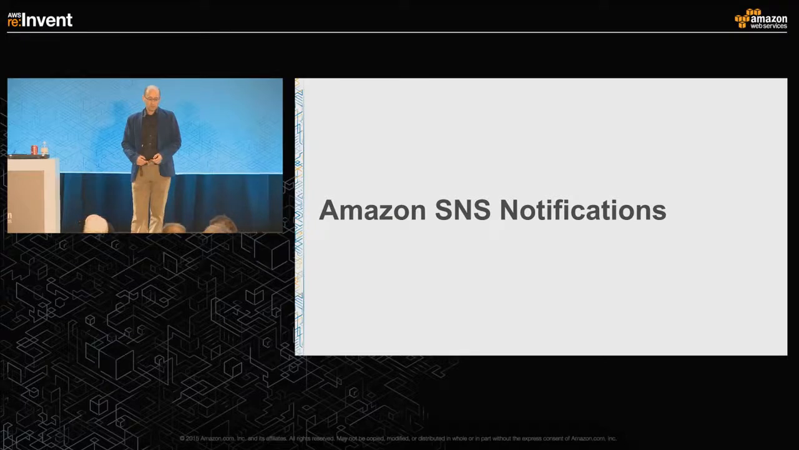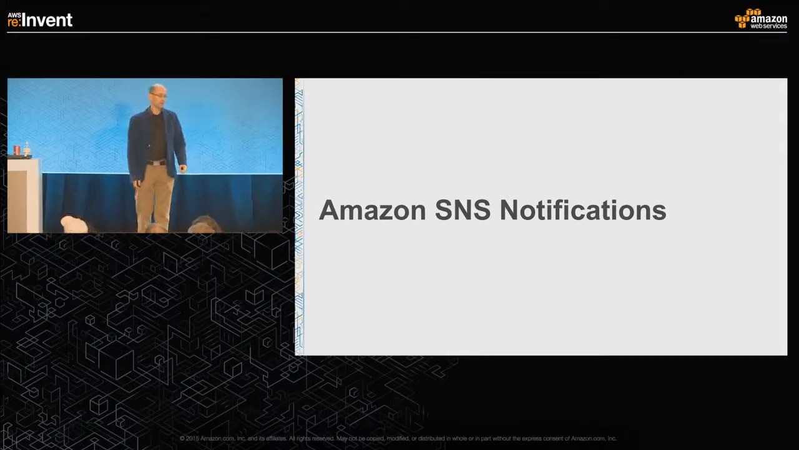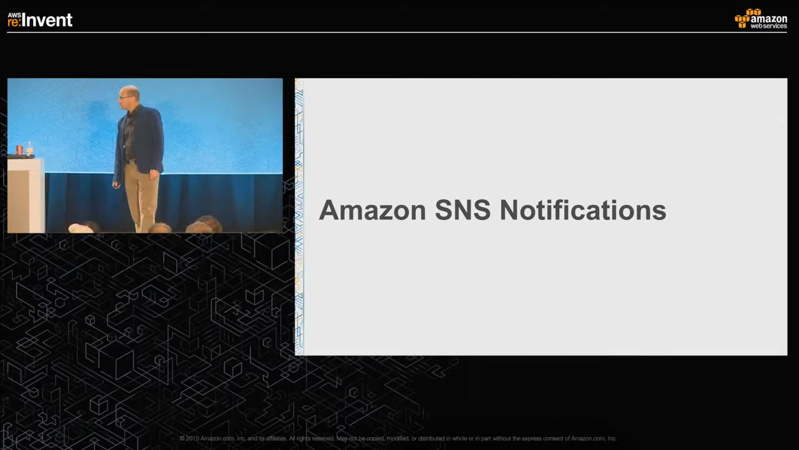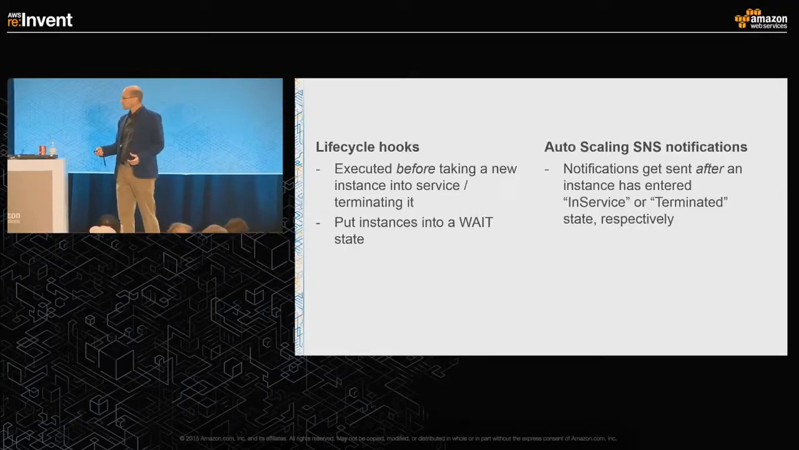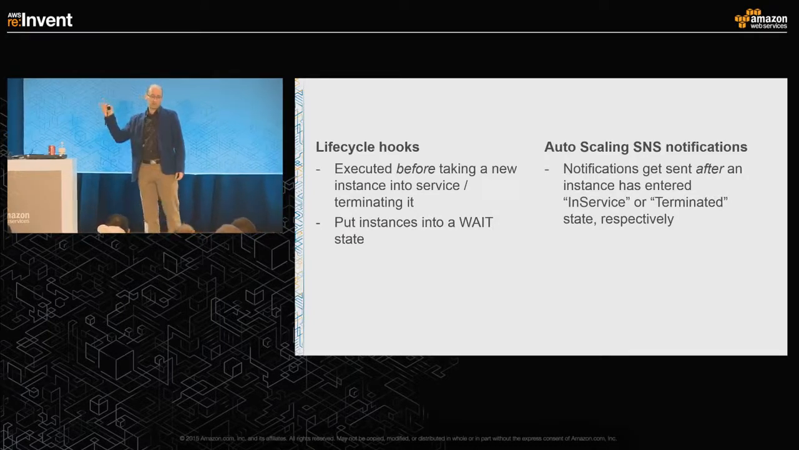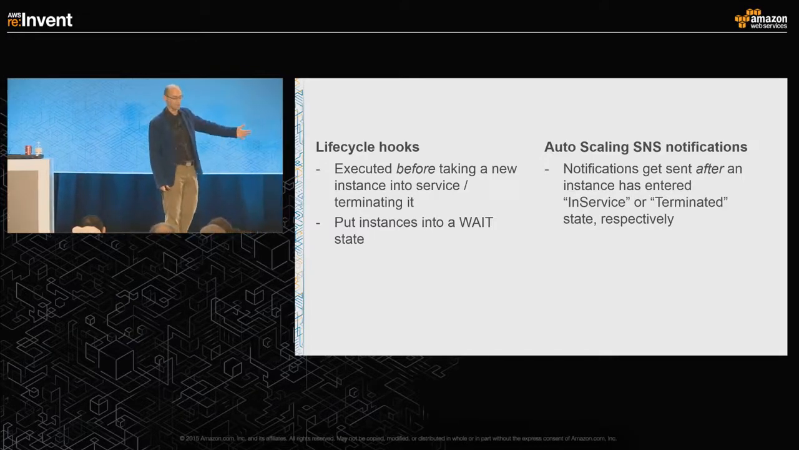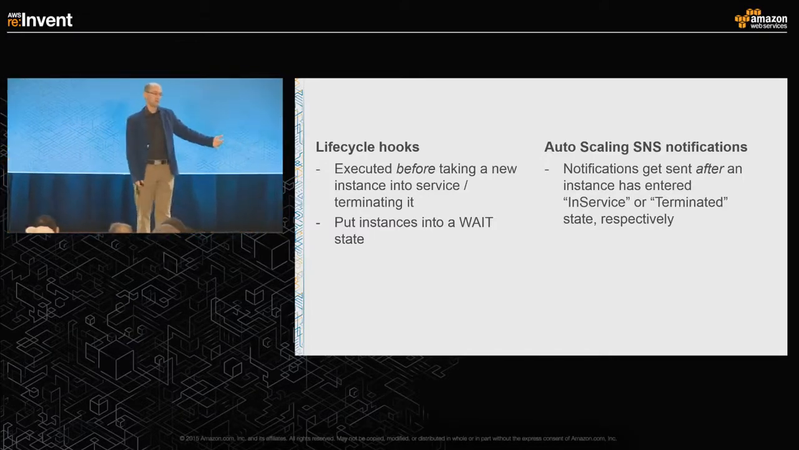Okay. Now, the lifecycle hooks use SNS notifications, or they use messages in an SQS queue. But if you've been working with autoscaling for a while, you're probably aware that autoscaling has been supporting SNS notifications for, I think, years. So the question is, how are those different? The main difference is that the regular notifications that autoscaling sends to SNS only get sent after something happened. They get sent after an instance has entered the in-service state and is ready for use, or after an instance has been terminated. So obviously, if you care about your log files, this will be too late.